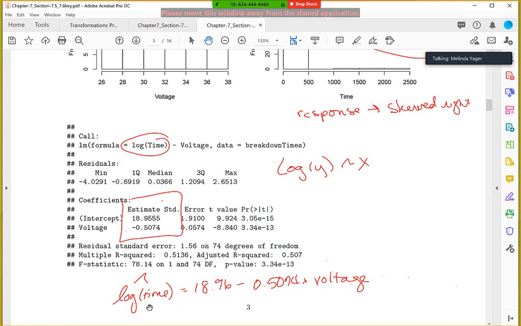And so our estimated regression line, we're looking at the expected log of time equals our y-intercept of 18.96 minus the slope times the voltage. Any questions so far?